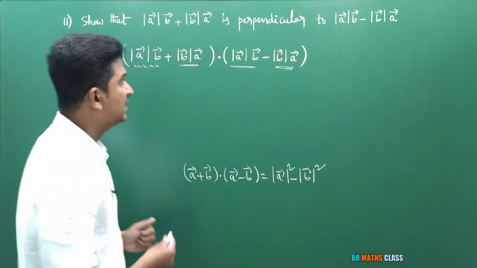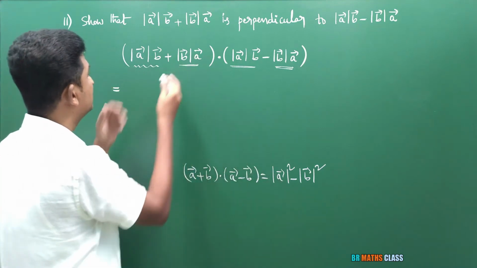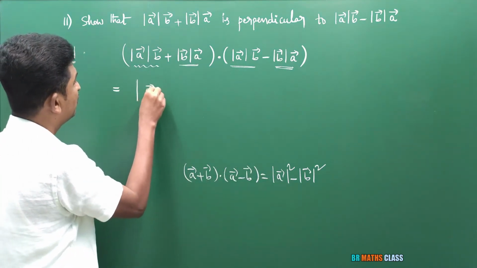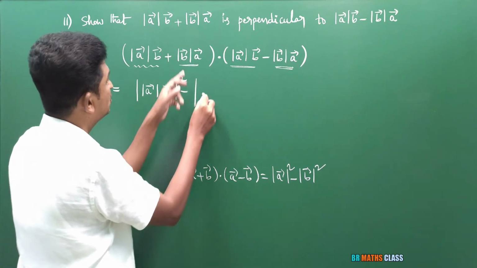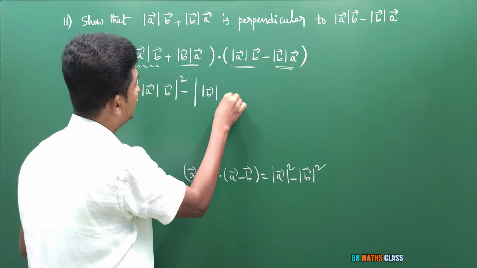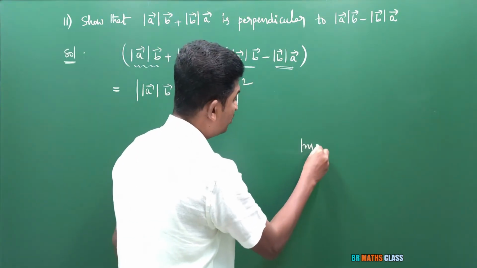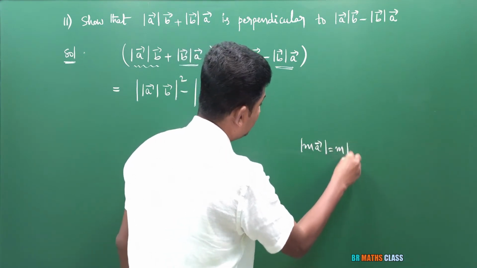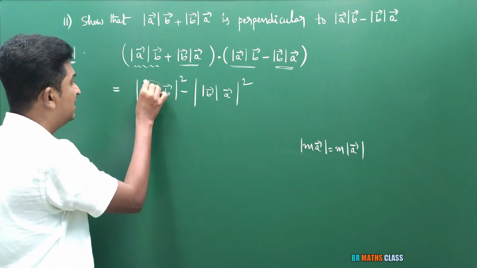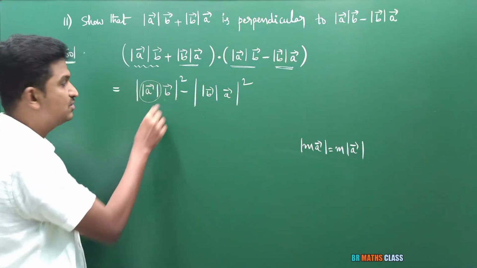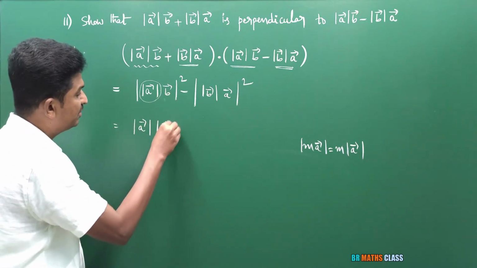As per this formula, what can I write? Magnitude of a bar square minus magnitude of b bar square is there. So as per this formula, this can be written as magnitude of a bar into b bar whole square minus magnitude of b bar into a bar whole square. I hope you understand this step. You know this formula. Magnitude of m a bar is what? M into magnitude of a bar. Here, this is like m. This is scalar. This is nothing but magnitude of a bar into magnitude of b bar.